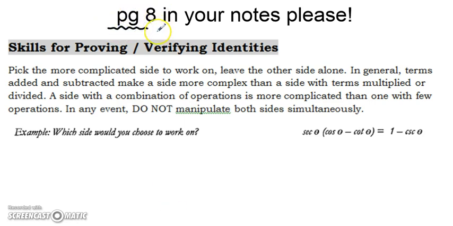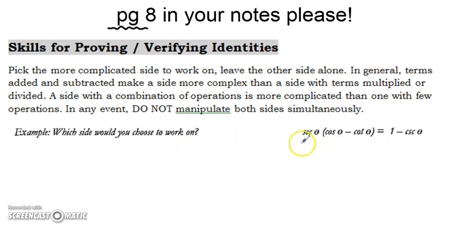All right. And we're going to go very quickly through some background skills or just things to be aware of when you're looking at an identity you need to verify. Okay? So, whenever you're given an equation, you want to pick the side that's more complicated. So, left-hand side, right-hand side. And you want to manipulate it. That means you want to do whatever math looks like it's asking you to do.